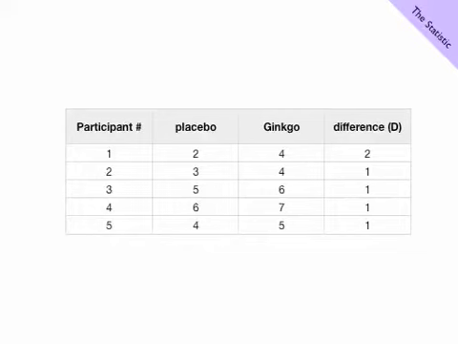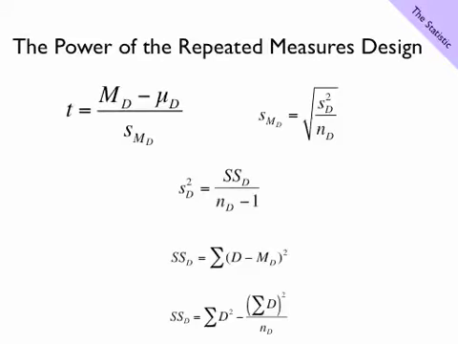And if it really doesn't, then some people sometimes are going to have a higher score on ginkgo, some people sometimes are going to have a higher score on placebo, but on average, they'll be around the same, and so the average difference score for an entire population, when ginkgo doesn't do anything, is going to be, you guessed it, 0. So for the mu sub d in the numerator of the t equation, we'll put in 0. So 1.2 minus 0, we're practically done.